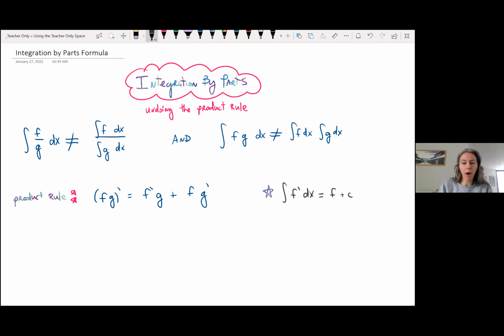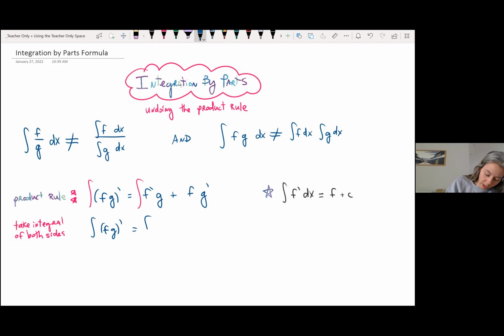So what we're going to do over here to the product rule is use this fundamental theorem and take the integral of both sides. So that I am looking at the integral of (fg)' is equal to the integral of f prime g, and we are, remember, allowed to distribute integrals inside of an addition, so I'm going to do that, plus the integral of fg prime.